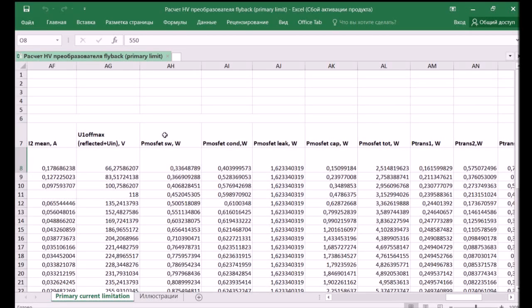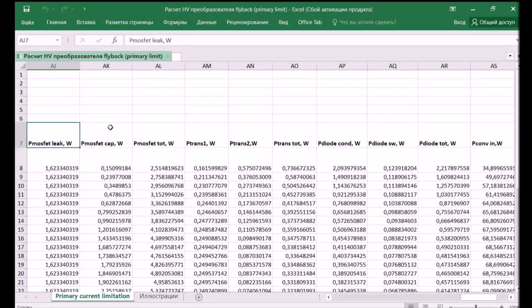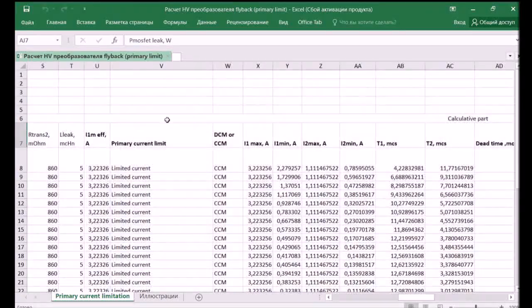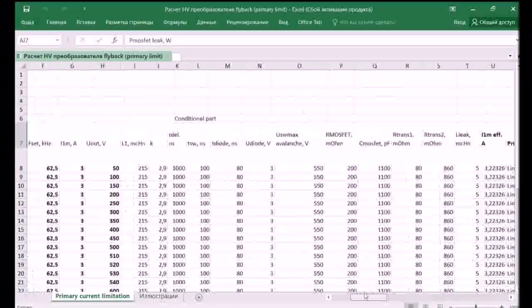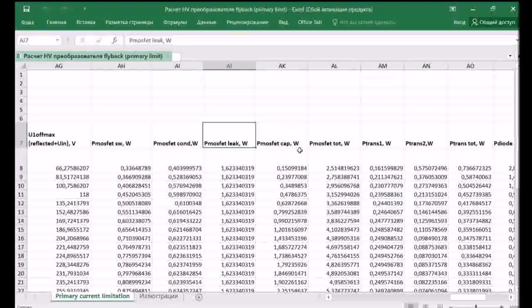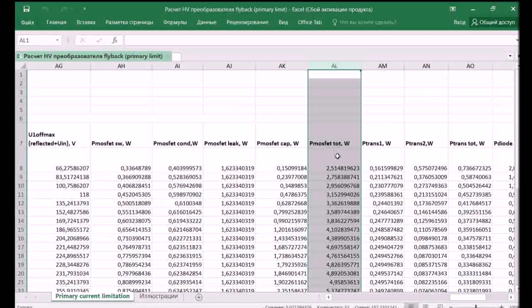power losses on MOSFET. It is switching losses, conduction losses, leakage losses. I called leakage losses the losses which are dedicated to leakage inductance on a transformer. Capacitance losses, it means the losses which arise from drain source capacitance of the switch discharging through the MOSFET when it is open, and total power losses on the MOSFET.